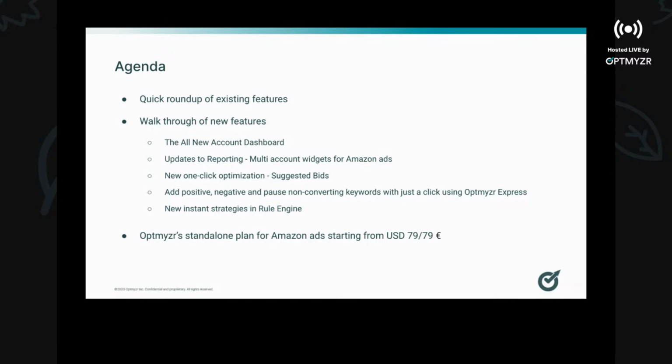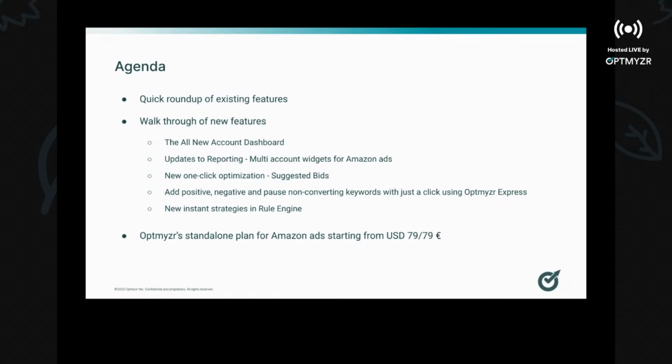So that's the super quick optimization to do suggested bids. Amazon makes suggested bids, and we're going to make it much easier to set those up for you. And then we also have Optmyzr Express. So if you do not want to do a full-fledged optimization, but you just want to have a quick win, we have 3 new ones for that. We're having positive, negative, and non-converting keywords. And then Rule Engine, that was our original capability that we had for Amazon. We've added a couple of new instant strategies to that, so we're going to take a look at those.